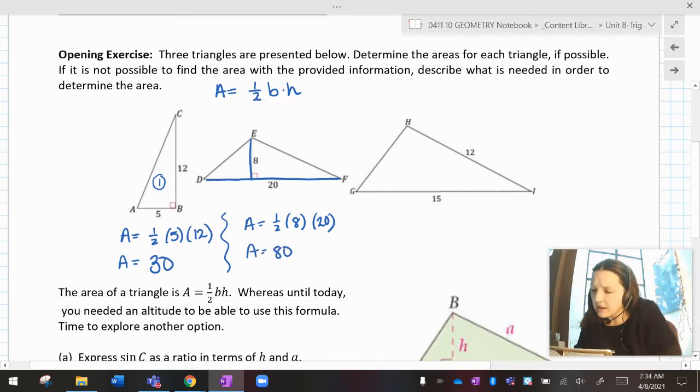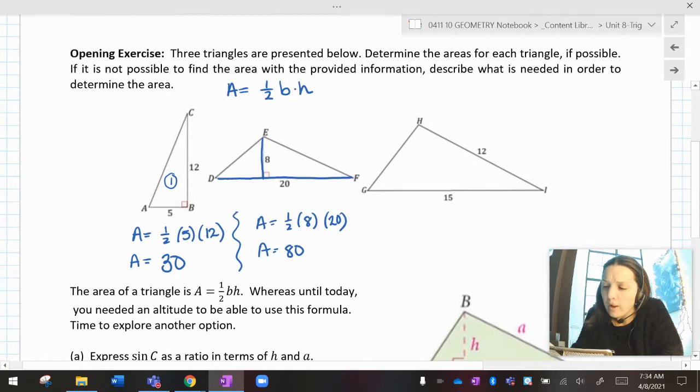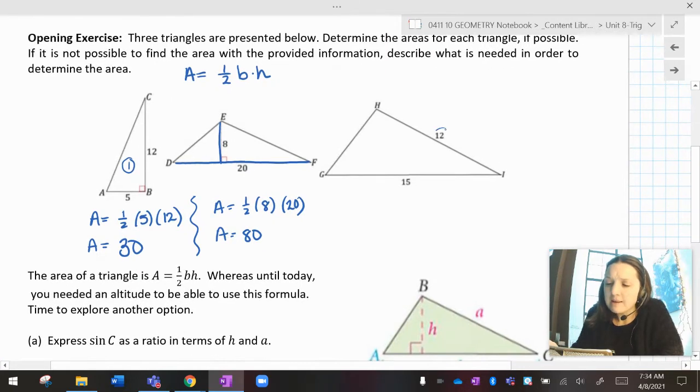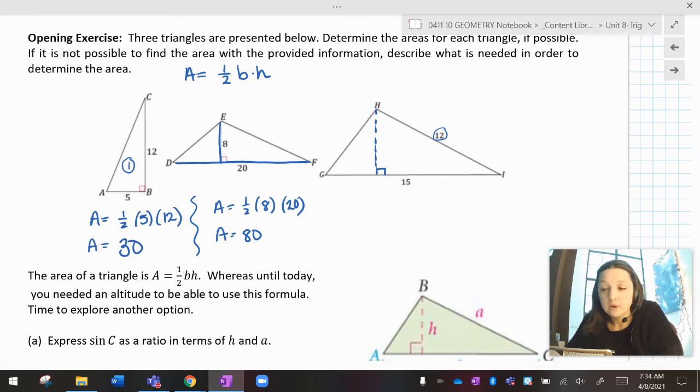And then last but not least, I have GHI. I have the 12 and the 15, but the 12 this time is not the height. That's a side of the triangle, but it's not the height. If you want the height, you need to know this distance right here. You need to know the length of that altitude, and we do not know what that is. Okay, so what else do we need? I need to know the height. Okay, so I would need a way to find out what that height is.